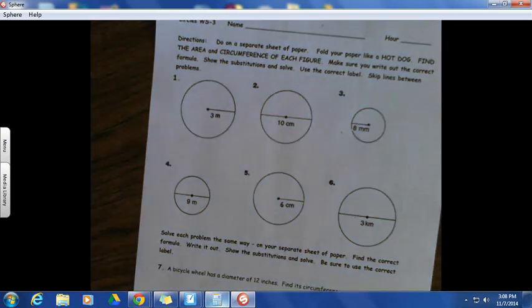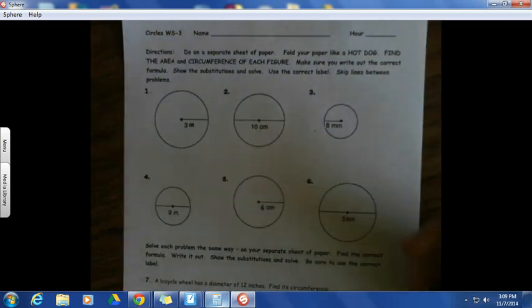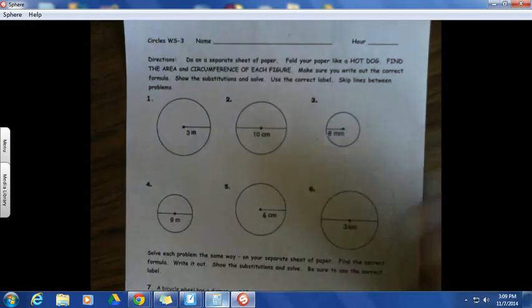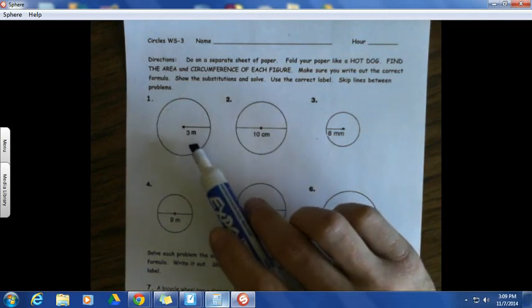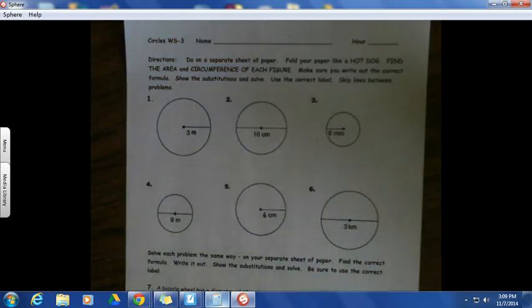Alright, so let's try a few examples. To find the circumference of the circle. So in number 1, we have the radius. Our radius is 3 meters. So that's enough information to find the circumference.